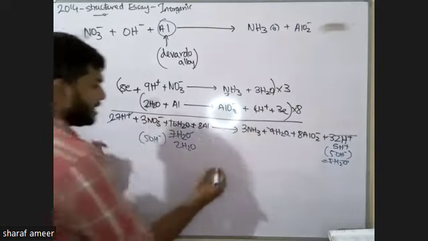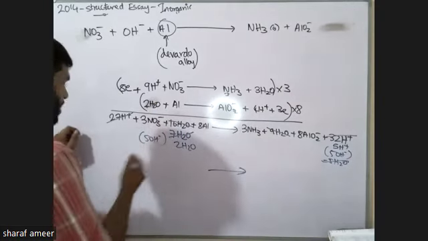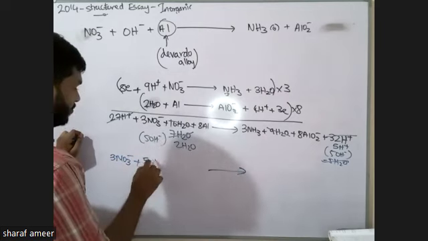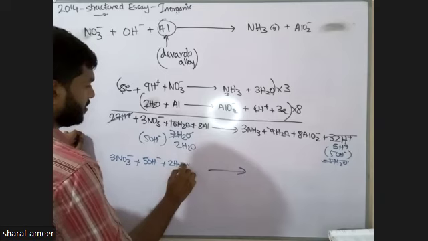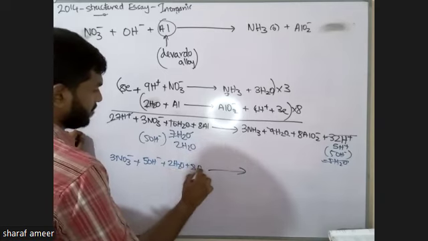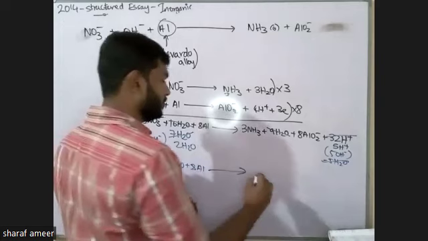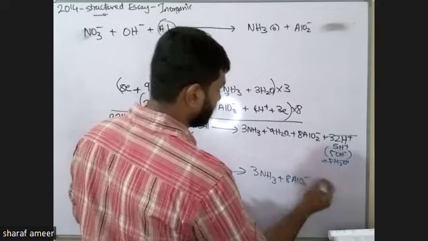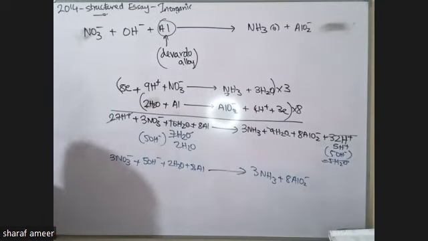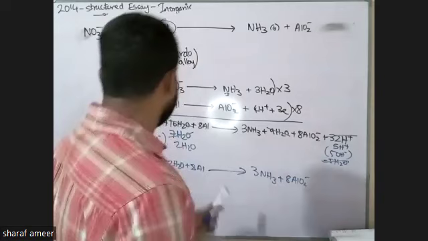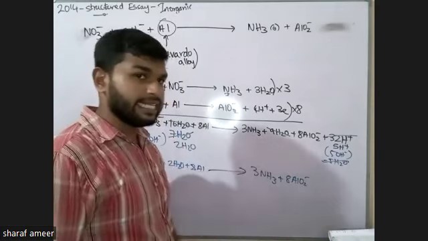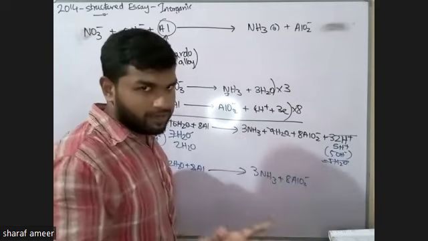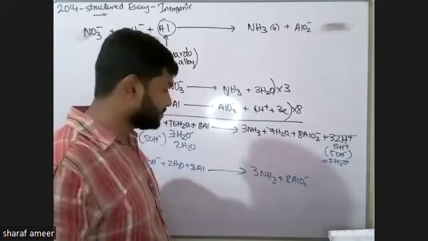So write the residues here. You have 3 moles of nitrate plus 5 moles of OH minus plus 2 water plus 8 aluminium, and then you have 3 moles of ammonia and 8 moles of aluminate. So this is the balanced chemical equation for the nitrate here. As I said, this is an identification test. So this ammonia will be evolving here. This is the observation.